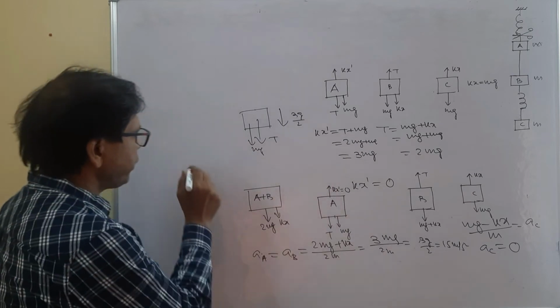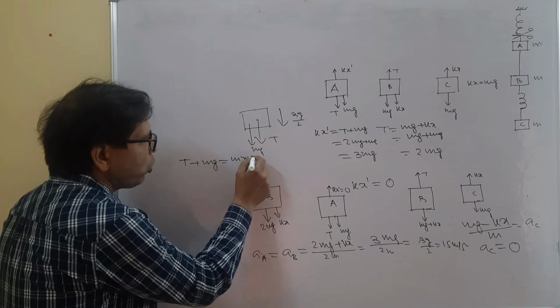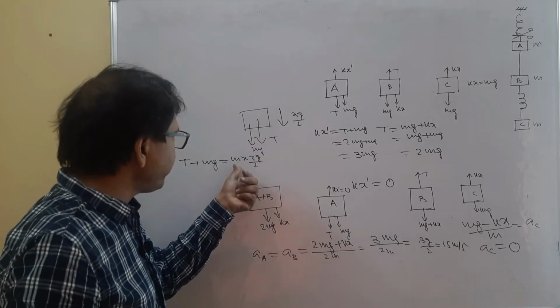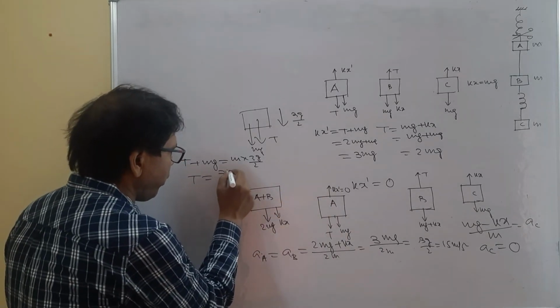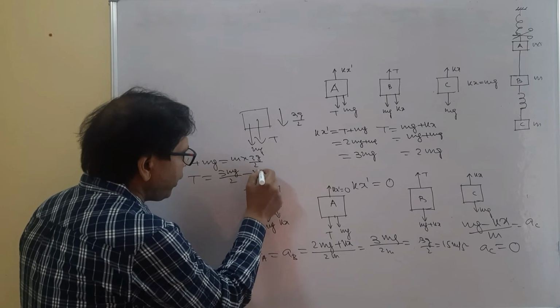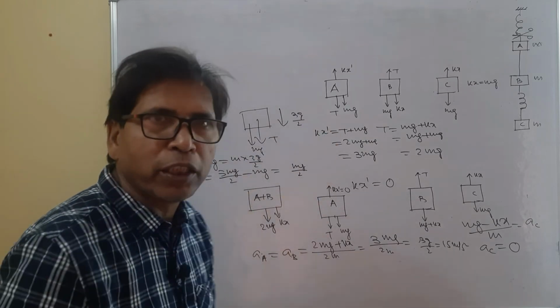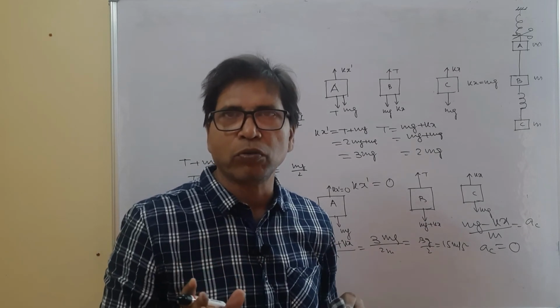Okay? So look at this. T plus mg equals m into 3g by 2. Net force equals mass into acceleration. So T equals 3mg by 2 minus mg, which is mg by 2. So the tension of the string is equal to mg by 2.